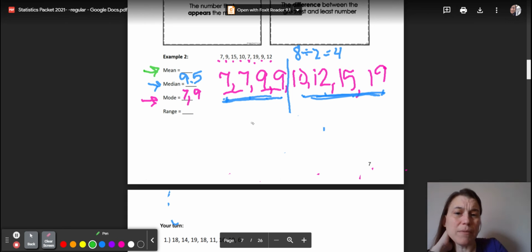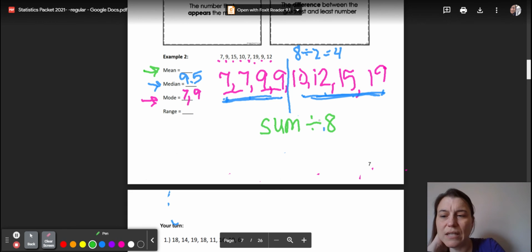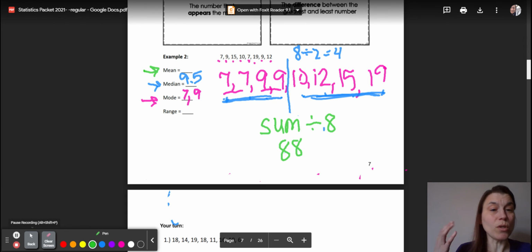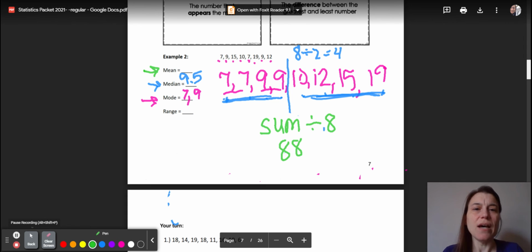So I'm going to get a sum. I'm going to add them up, and then after I get the sum, I'm going to divide that by 8. So let's get the sum. I'm going to pause to get that. So when I added them all up, I got a total of 88. So the total sum of all the data is 88. So I'm going to divide that by 8. And I get 11.